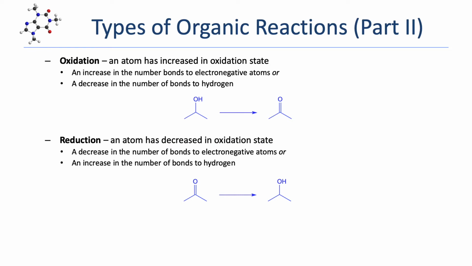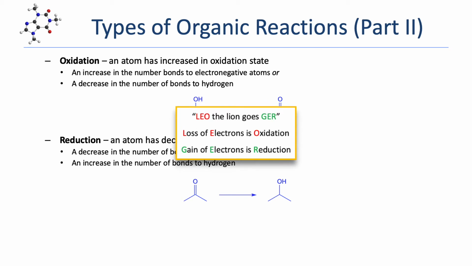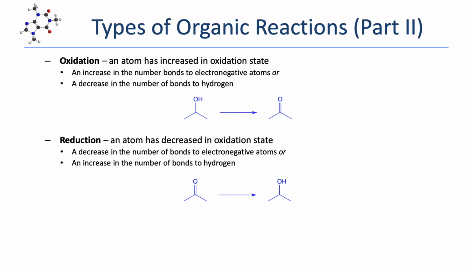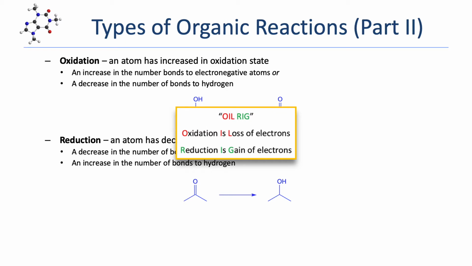The last two reaction types are reactions you've no doubt heard of before: oxidation and reduction. Now, you may have learned one or two mnemonics in some other chemistry courses that can help you to remember what oxidation and reduction are. First, there's Leo the lion goes grr, and that stands for loss of electrons is oxidation and gain of electrons is reduction. To me, that one's kind of wordy. I prefer OIL RIG, which stands for oxidation is loss of electrons and reduction is gain of electrons.